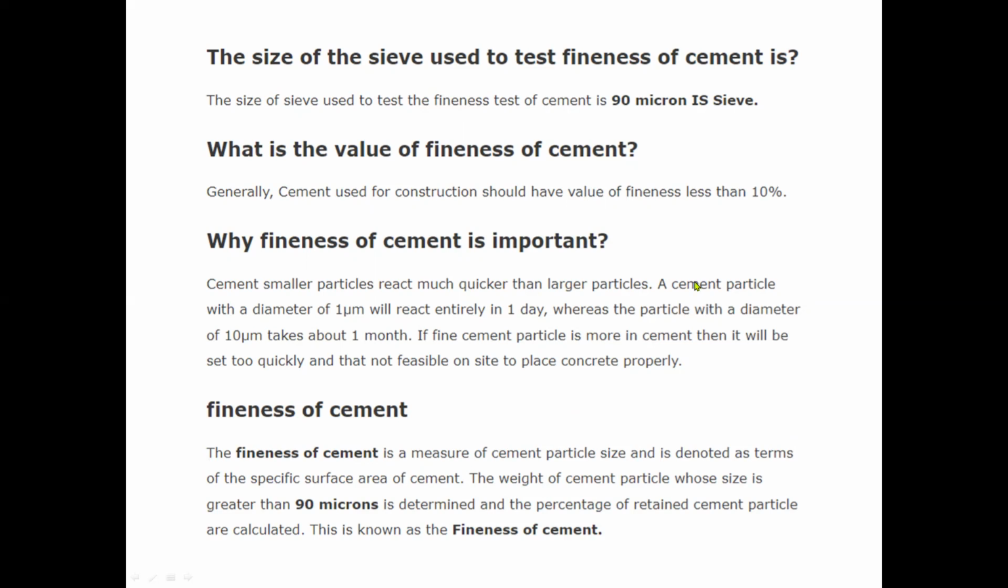The fineness of cement is a measure of cement particle size and is denoted in terms of the specific surface area of cement. The weight of cement particles whose size is greater than 90 microns is determined, and the percentage of retained cement particles is calculated. This is known as the fineness of cement.